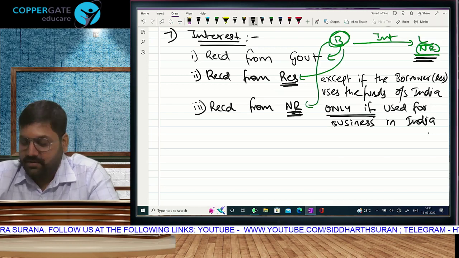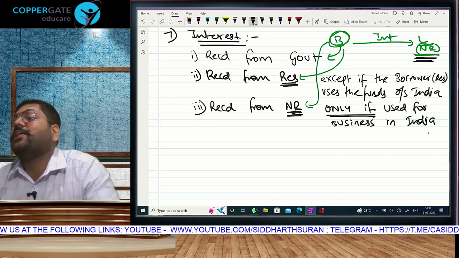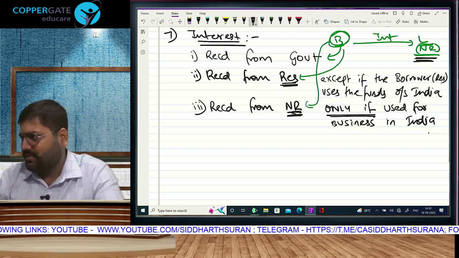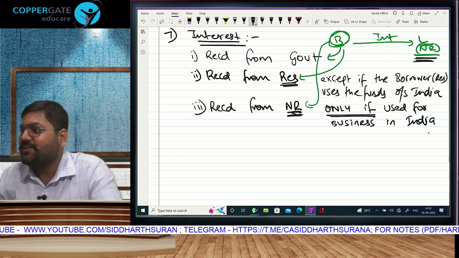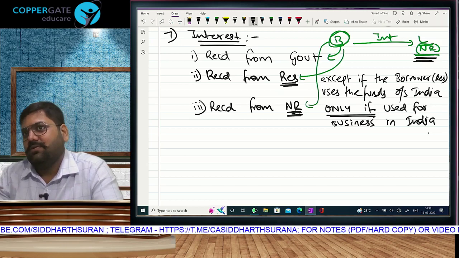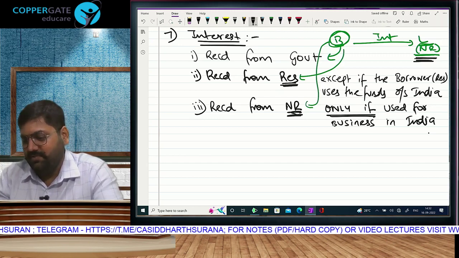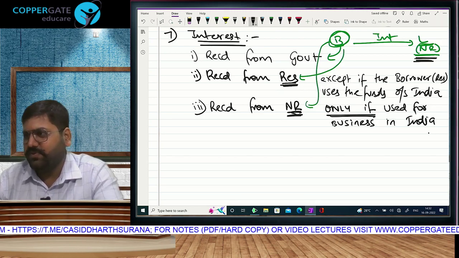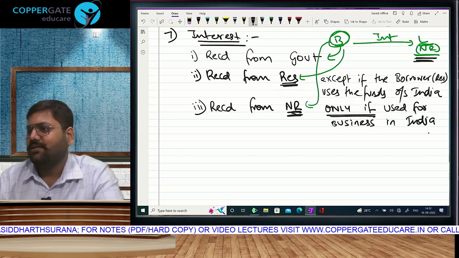Correct or no? This is a big defect. They should have said used for any purpose in India. Instead of that they have said used for business in India. Such a small defect. It requires correction. This defect is not a recent defect. This is what is stated in the law. Almost 2 decades, because when I studied tax for the first time, even then it was this only. And I studied tax for the first time 15, 16 years ago, approximately. It is still the same.